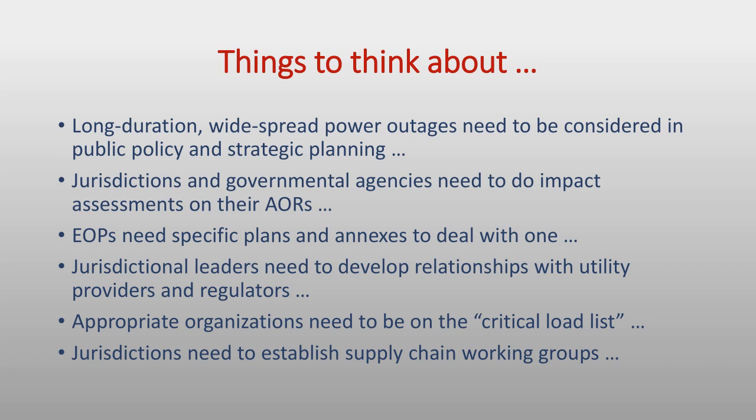Jurisdictional leaders need to develop relationships with their utility providers. That was a really shocking thing. There is a lot, but it's not universal. There are lots of jurisdictions out there that do not have any understanding of who their providers are. And they need to know that, and they need to know their regulators, and they need to have a relationship with them so that they don't meet on the side of the road at 4 o'clock in the morning responding to a disaster. The appropriate organizations need to be on the critical load list.